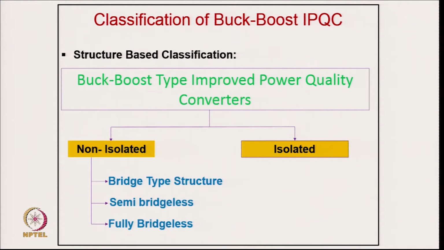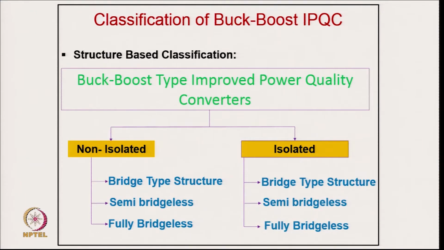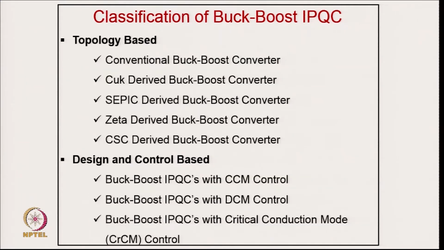The configuration in the non isolated category can be further classified, where you are using a bridge type structure. Bridge in the sense that even from a single phase AC supply, we are taking typically a diode bridge rectifier for conversion of AC to DC, or we are using semi bridgeless, or fully bridgeless configuration of input rectifier. In the isolated category also we have the same bridge type or semi bridgeless or fully bridgeless configuration.